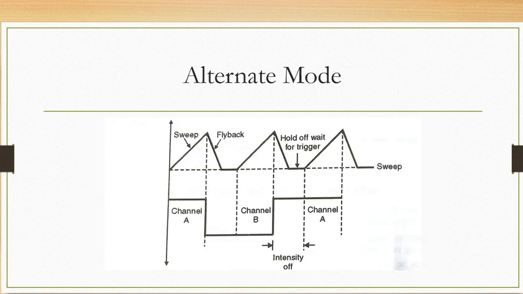If you see this alternate mode, this is the sweep voltage, and the channel which is connected to the display is presented over here. In the alternate mode, the electron switch connects the two channels A and B alternately in successive cycles of the sweep generator.